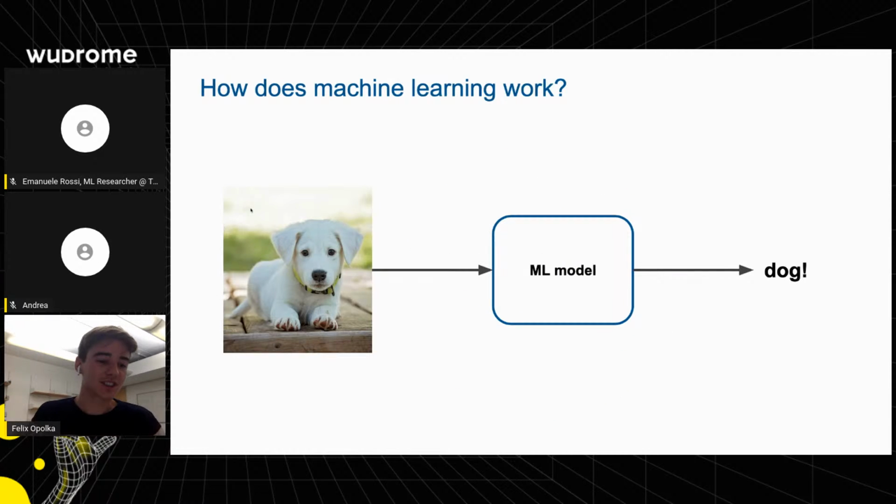Okay, now the first question, of course, is how does it work? I said before, it's basically about pattern recognition. And one of the most famous examples is image classification. So you have an image showing something, and you want to develop a machine learning model that, if you put the image into that model, gives you the classification of that image. For example, saying, okay, that image shows a dog.